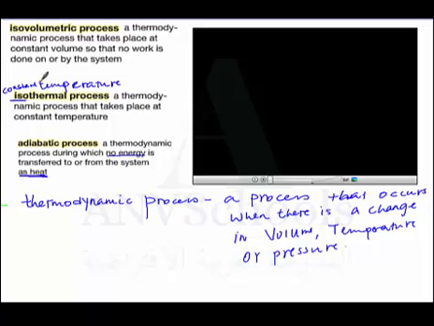The temperature doesn't change. So an isothermal process is a thermodynamic process that takes place at constant temperature and in which the internal energy of the system remains constant. This is a very important concept that you have to know, because the internal energy of a system is directly proportional to the temperature.